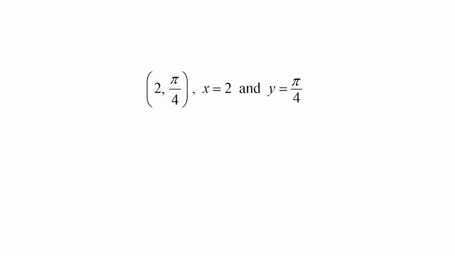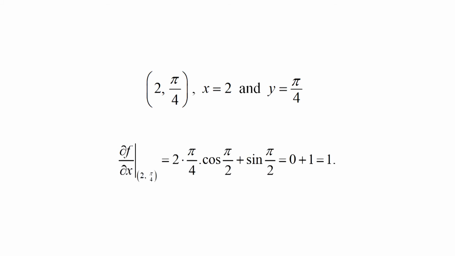At the point (2, π/4), x is equal to 2 and y is equal to π/4, and hence ∂f/∂x evaluated at the point (2, π/4) is equal to 2 times π/4 times cos π/2 plus sin π/2, which is equal to 0 plus 1, which is equal to 1.